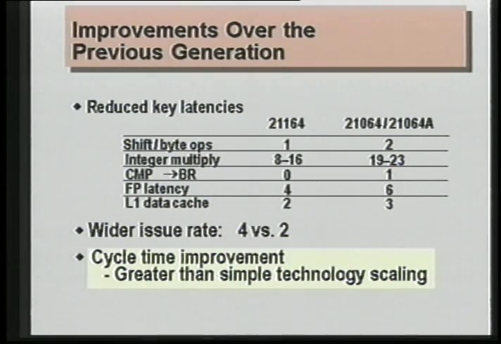Looking at the latencies, the shift and byte operations have been reduced from 2 cycles of latency to 1 cycle. I've already discussed integer multiply. That's been reduced from 19 to 23 down to 8 to 16 cycles. The compare to branch bypass has reduced that path from 1 cycle to 0 cycles. The floating point latency is reduced by a third from 6 cycles to 4 cycles, and the level 1 data cache latency has been reduced by a third from 3 cycles to 2 cycles.